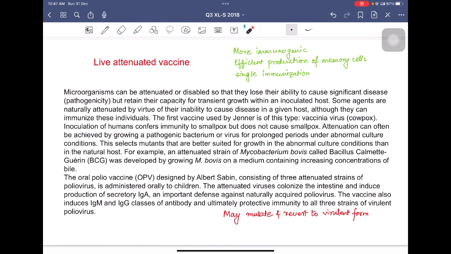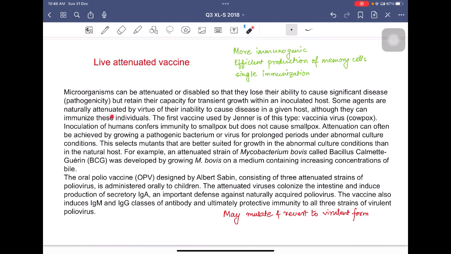Now, microorganisms can be attenuated or disabled so that they lose their ability to cause any disease. That means they are mutated in such a way that they lose their pathogenicity, but they retain their capacity for transient growth within an inoculated host. So if we inject a person with that microorganism, it will be able to grow in the host, but it will not cause any pathogenic symptom. So it will not cause any disease.